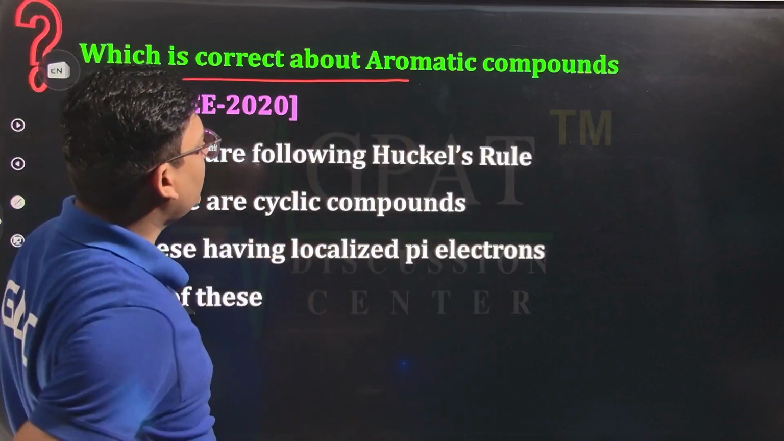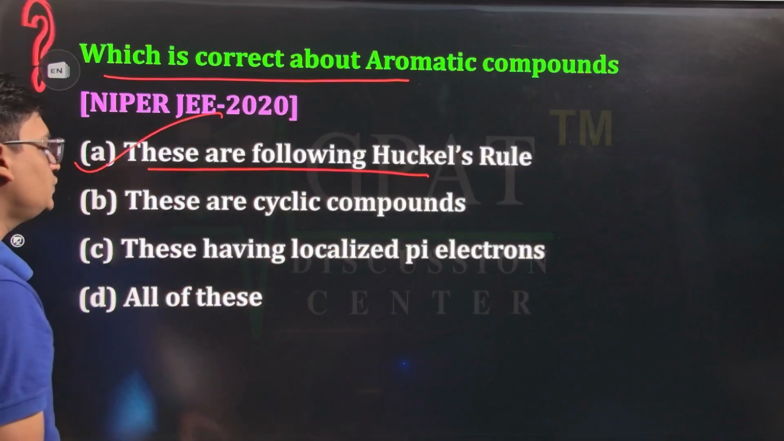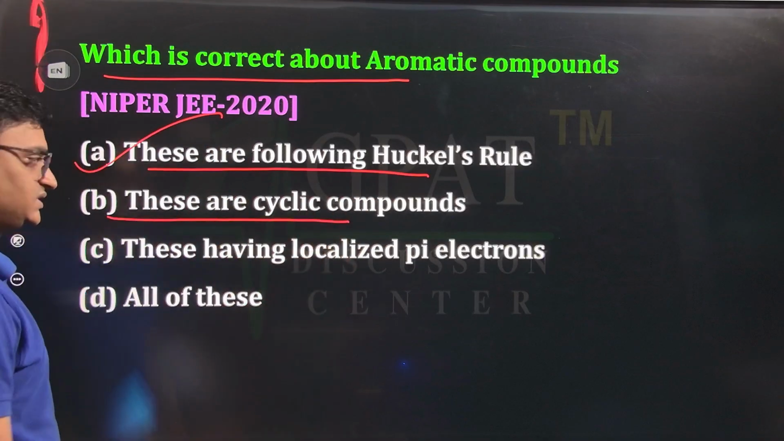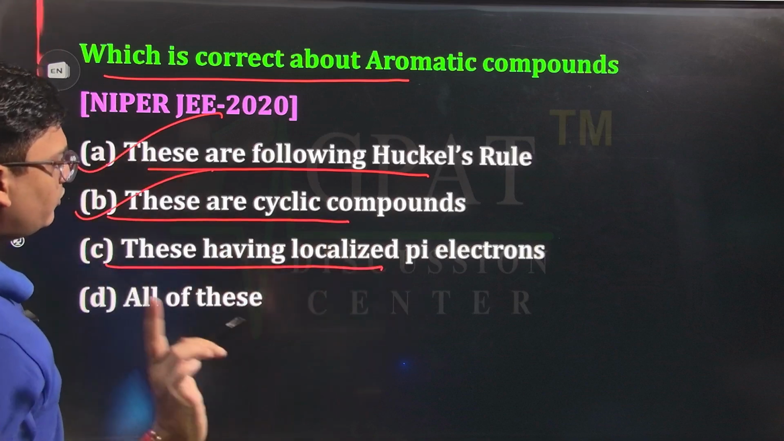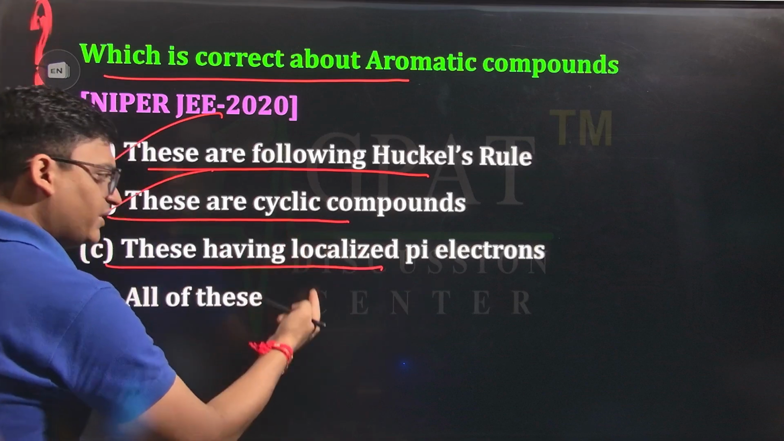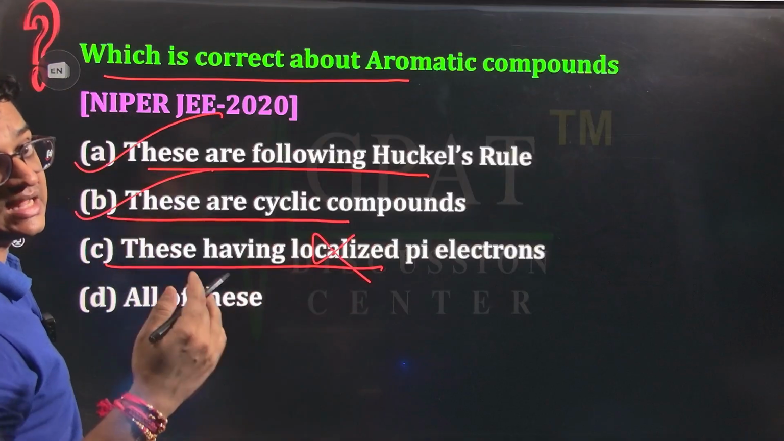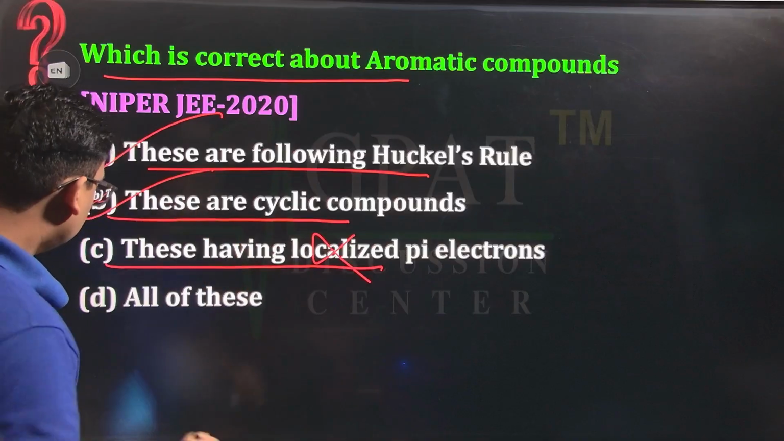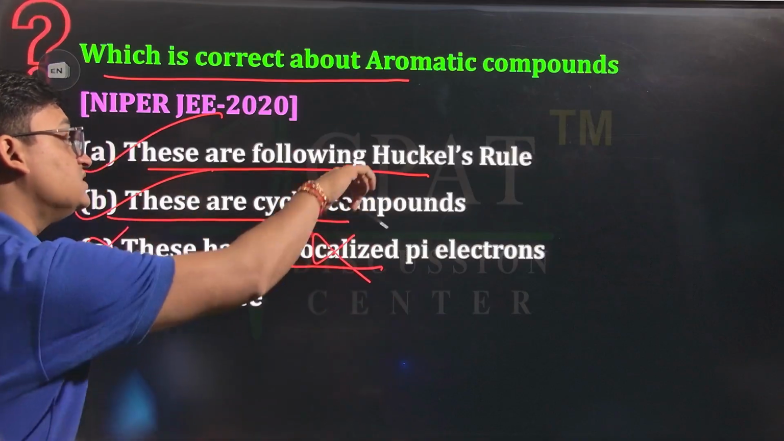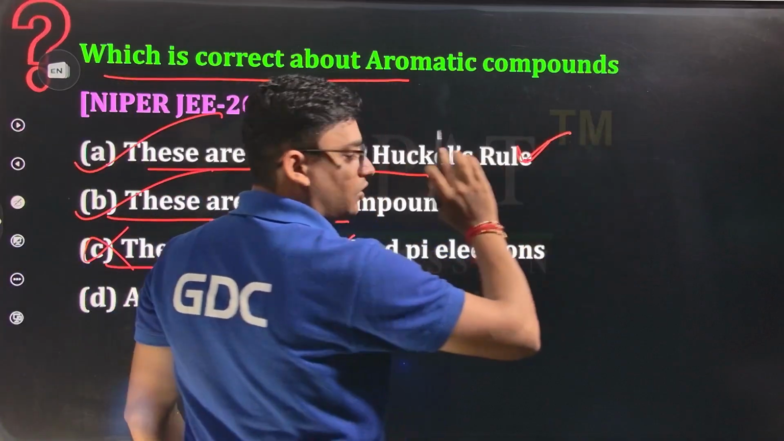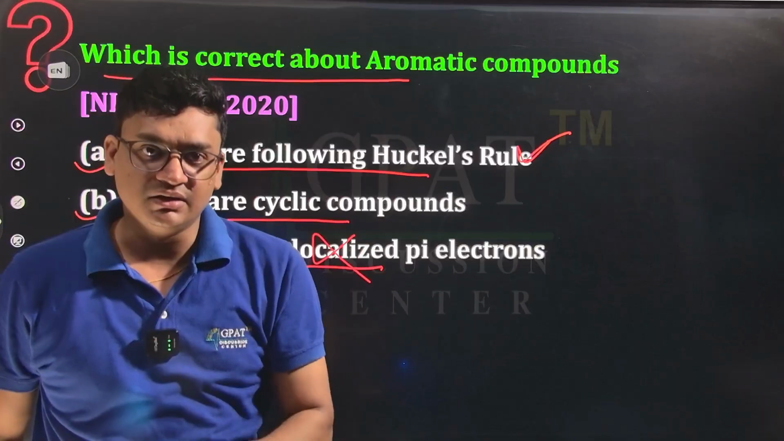Which is correct about aromatic compounds? They follow Hückel's rule. Yes, they are actually following Hückel's rule. They are cyclic compounds. Yes, they are cyclic compounds. They have localized pi electrons? No, they do not have localized; basically, they have delocalized pi electrons. So this option is incorrect. Now, they follow Hückel's rule. This is 100% correct, all the time this will be correct. They are cyclic compounds. Now let me be very careful.